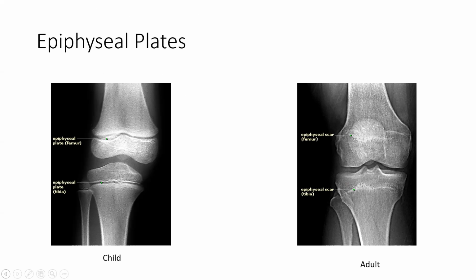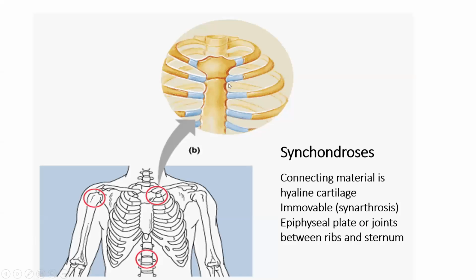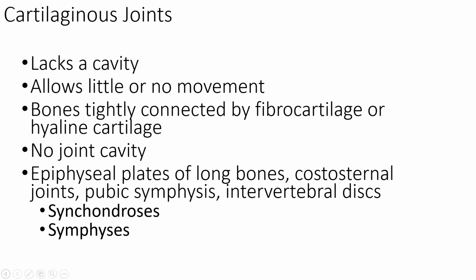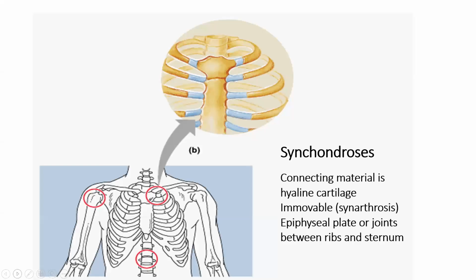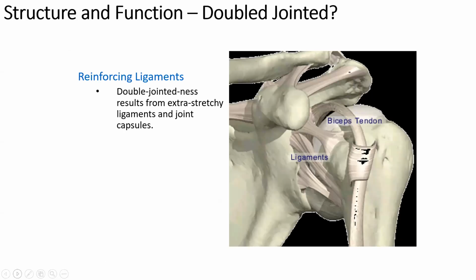So we go back here and we'll go back one more. So a synchondrosis uses hyaline cartilage. The epiphyseal plates and the connections between the ribs and the sternum are the synchondroses. The symphysis is going to use fibrocartilage. Let me go back on here.